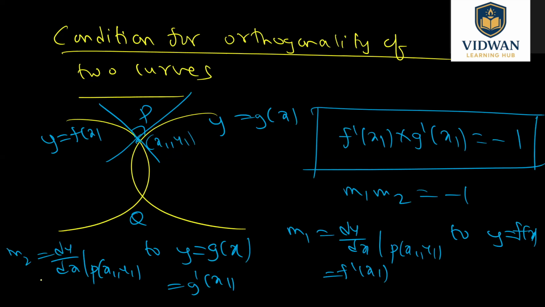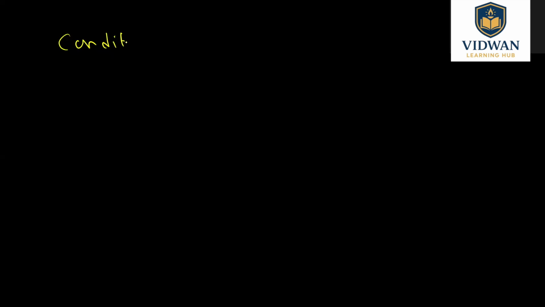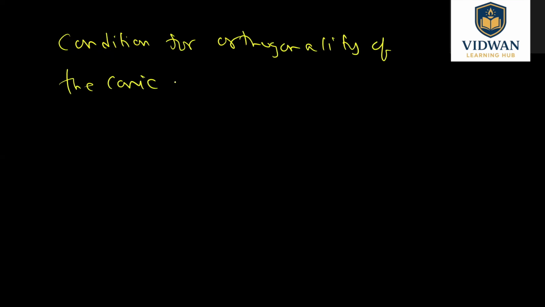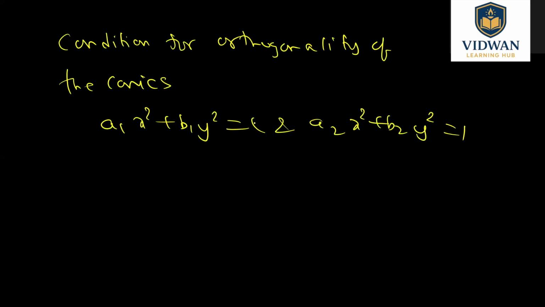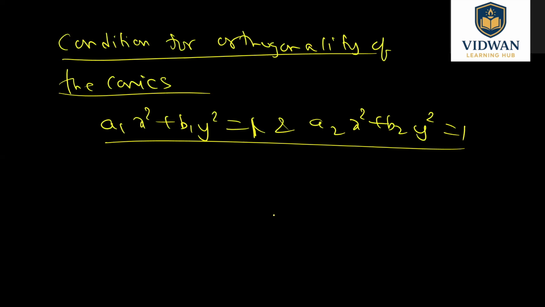So the next condition, we'll write down the condition for orthogonality of the conics. Actually, they are conic sections: a1x square plus b1y square equal to 1 and a2x square plus b2y square equal to 1. So we'll find out the condition that these two conic sections are orthogonal. So for that, let's say, for example, we don't know whether it's parabola or ellipse or anything. It depends on the value of a1, b1, a2, b2, etc.